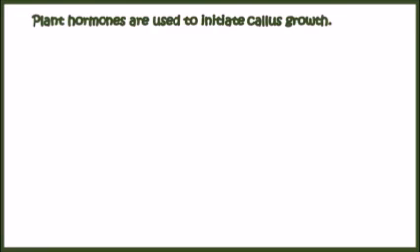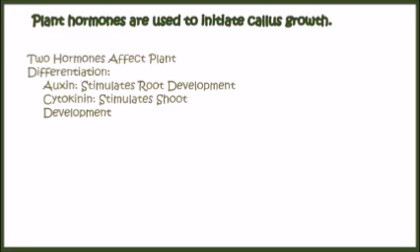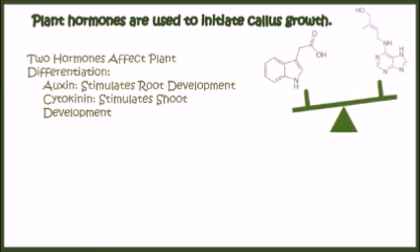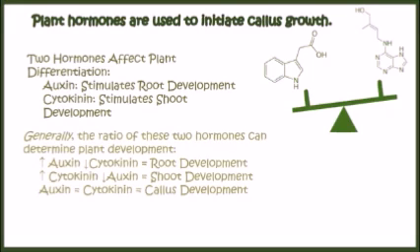So plant hormones are used to induce or initiate callus formation. Let us look at the factors that induce callus formation. A few factors which are essential for callus formation are auxin and cytokinin. The relative balance of auxin and cytokinin determines a few factors in terms of plant growth.